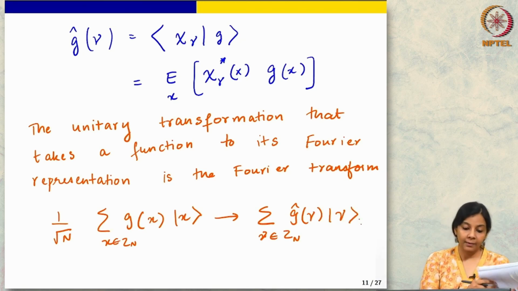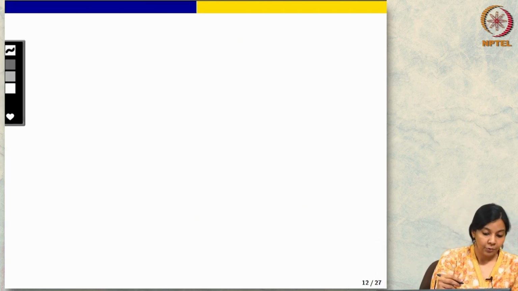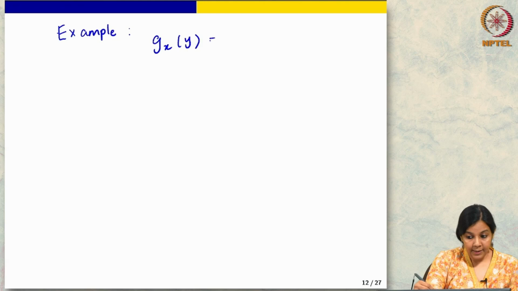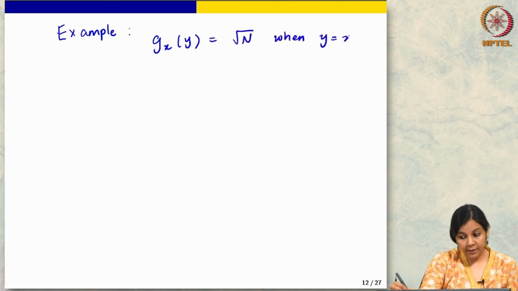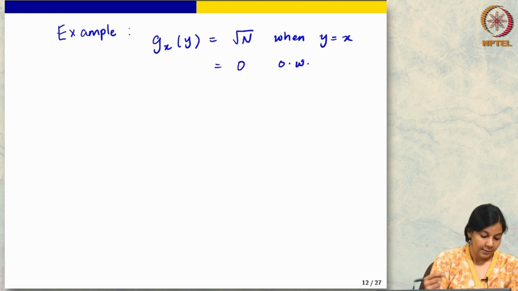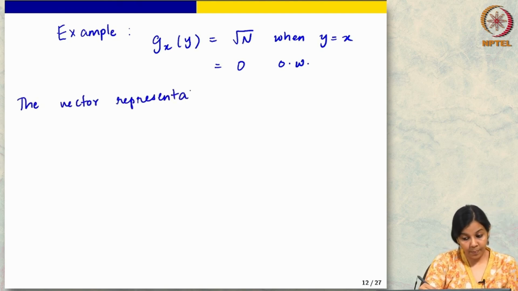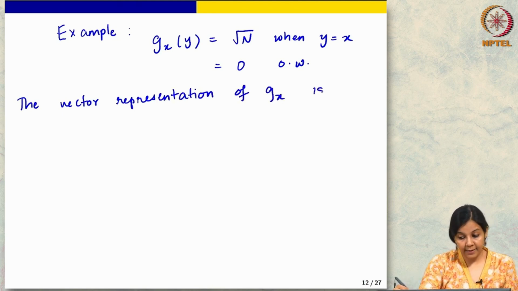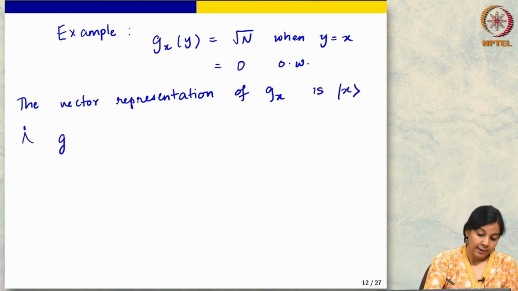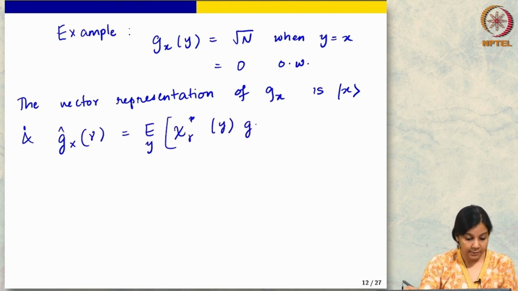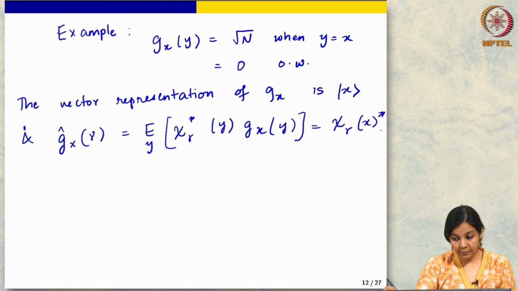Once again we will take a couple of special cases as examples. Let us look at this example. This is again analogous to what we just saw for Z to N. If g_x(y) is defined as square root n when y is equal to x and 0 otherwise, then the vector representation of g_x is |x>, and g hat_x(gamma) is expectation over y of chi_gamma star(y) g_x(y), which is chi_gamma(x) star.